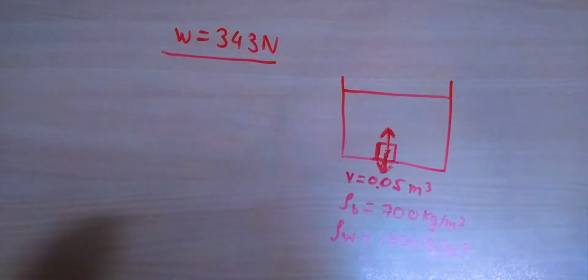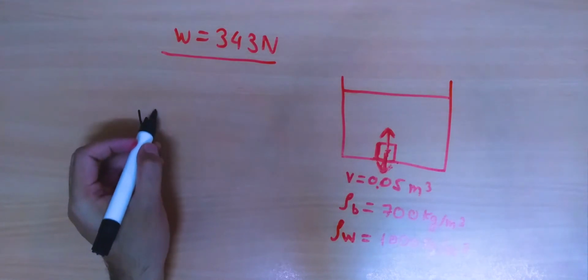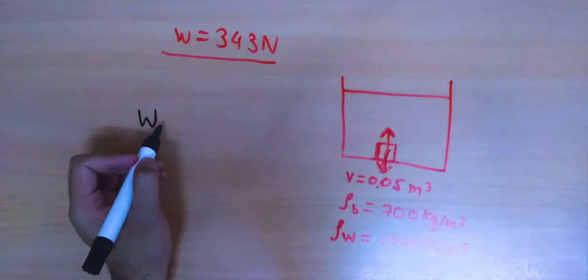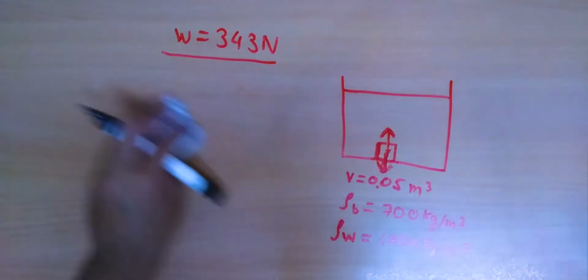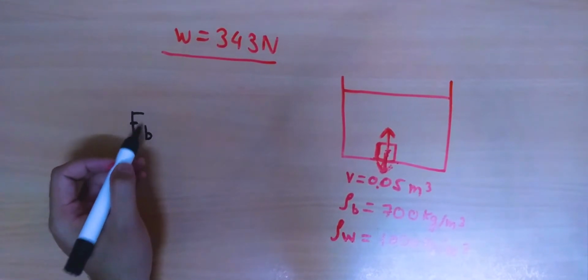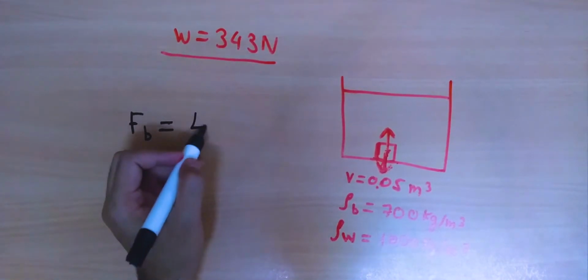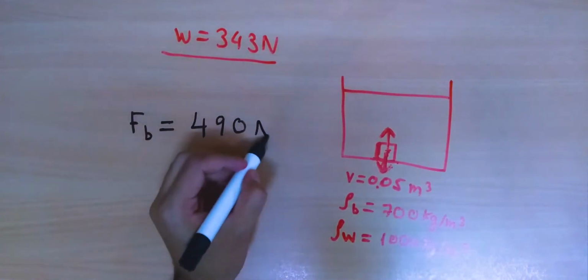Well, actually we found the buoyant force, because the buoyant force on an object is simply the weight of the water displaced. And just now we found the weight of the water displaced. So I'll write it as the buoyant force, FB, which is equal to the weight of the water displaced, and that was 490 newtons.